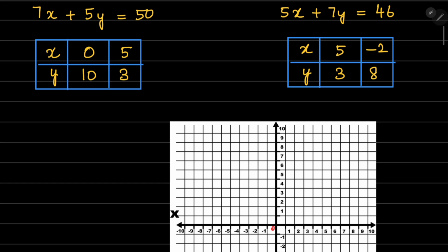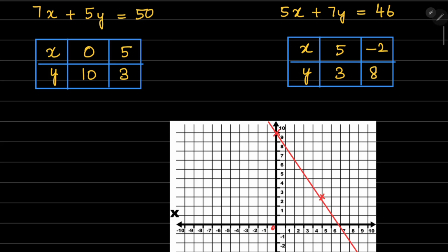So this is your point 0 comma 10, and the second one is 5 comma 3. So here you have your 5 comma 3. Right, let me draw a straight line joining the 2 points, because you can probably take another point as well. So this is your straight line graph.